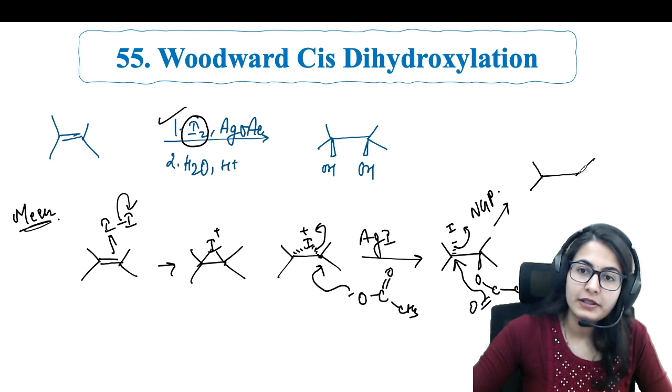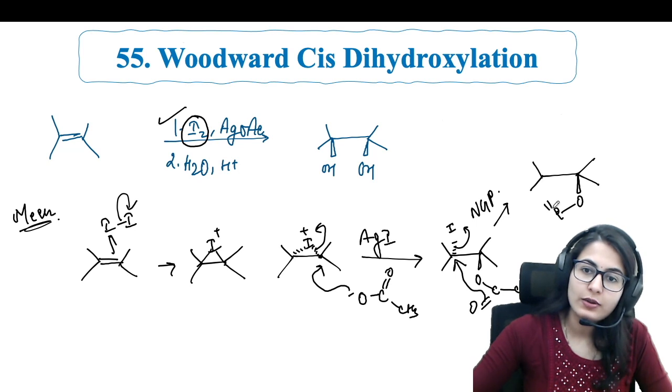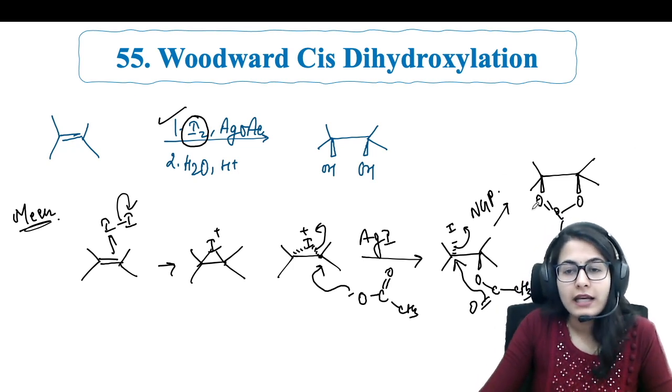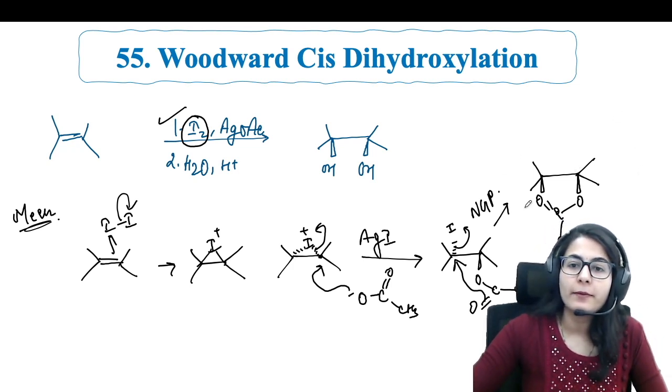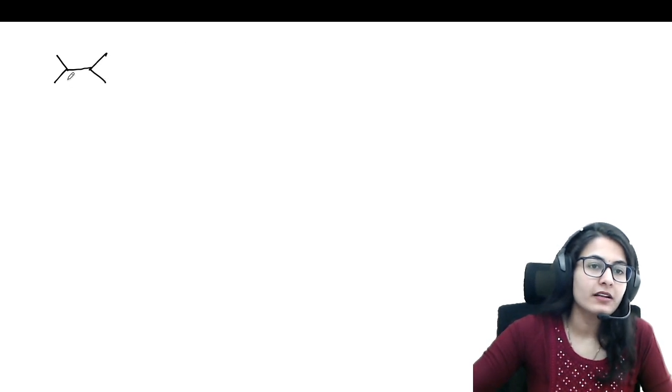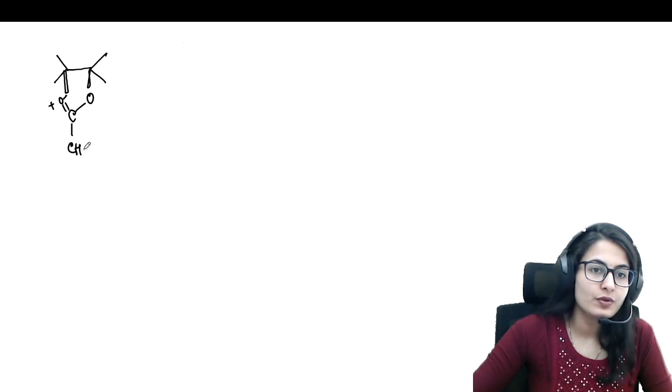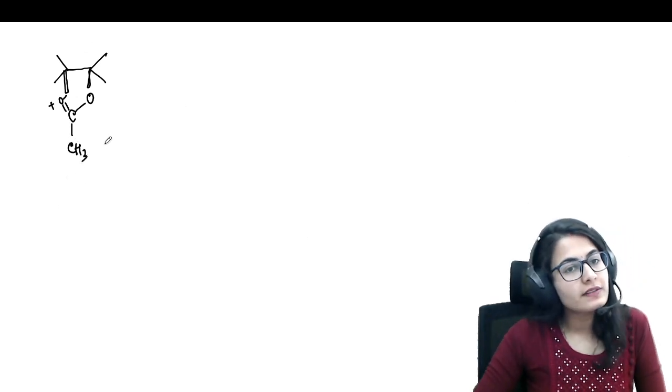So what just happened? Above the plane, there was an acetate. The acetate attacked this carbon once again above the plane. This is what you are going to get. There will be a positive charge on the oxygen. A very simple reaction. Let's continue over here. So guys, in Woodward cis dihydroxylation, the intermediate we have got has the acetate doing the NGP, and this is what you result into.